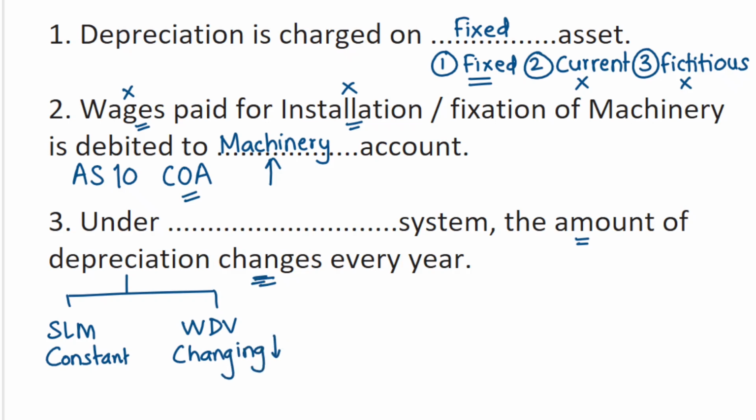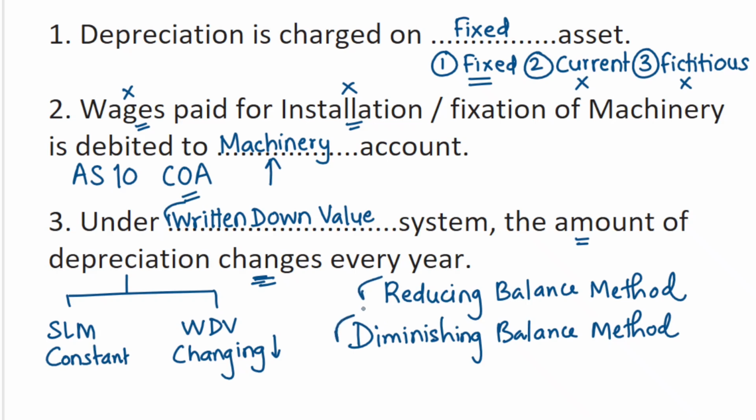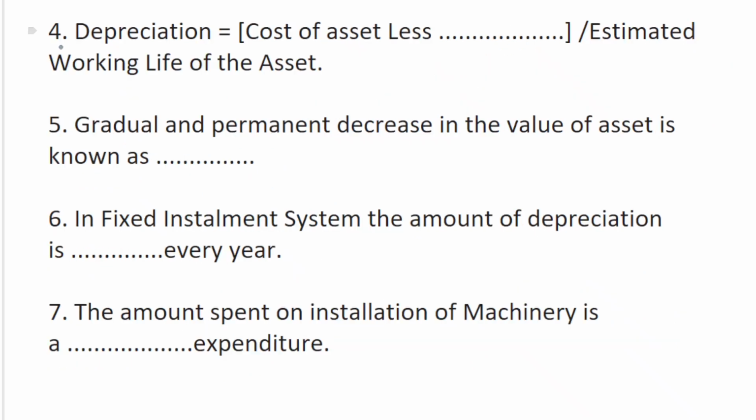Correct? They are talking about depreciation amount changes every year. So this will be written down value system. So we can write written down value. Under written down value system, the amount of depreciation changes every year. Written down value method is also called as reducing balance method or diminishing balance method. So any one of these three, written down value method, reducing balance method and diminishing balance method, you can write any one.